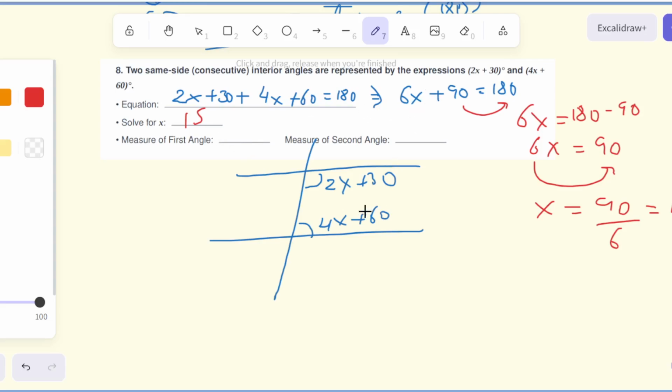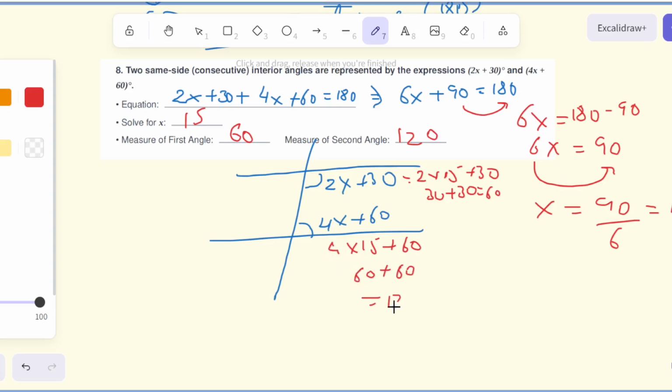The first angle was 2x plus 30, so you can say 2 times 15 plus 30. 2 times 15 is 30, and 30 plus 30 is 60. So one angle you got is 60, and the other one will definitely be 120. Here also if you put it, 4 times 15 plus 60, so 4 times 15 is 60, and 60 plus 60 is 120. Because they are supplementary, I just did 180 minus 60. Do you understand this question?